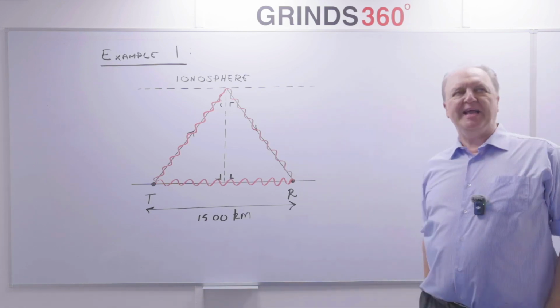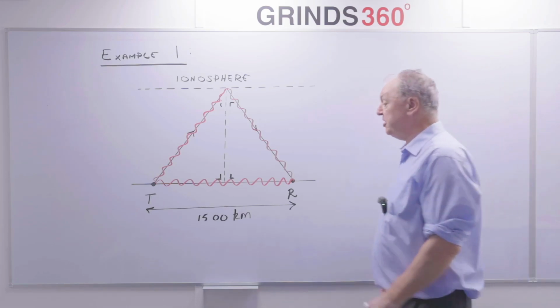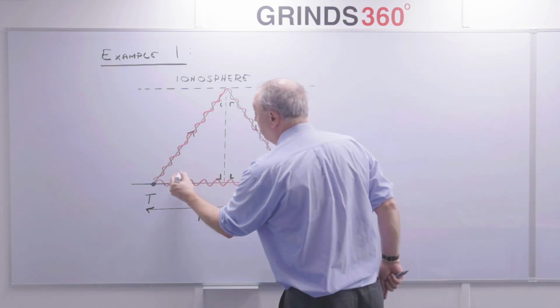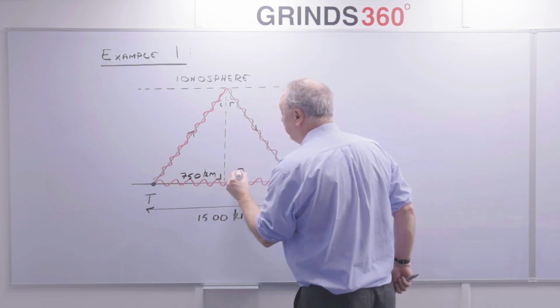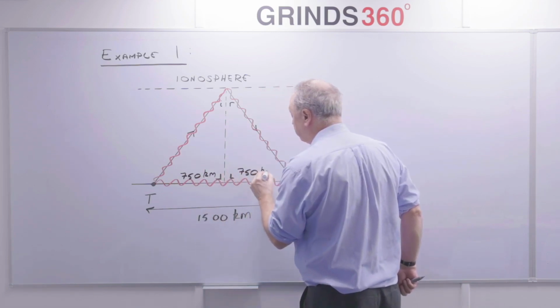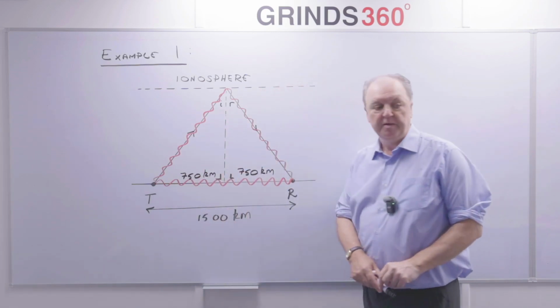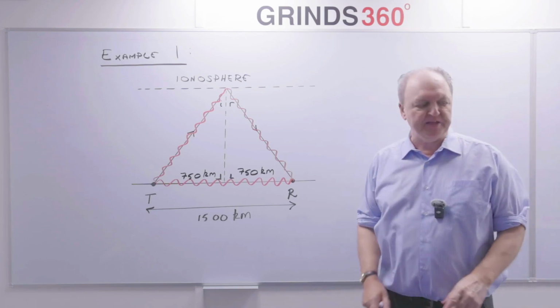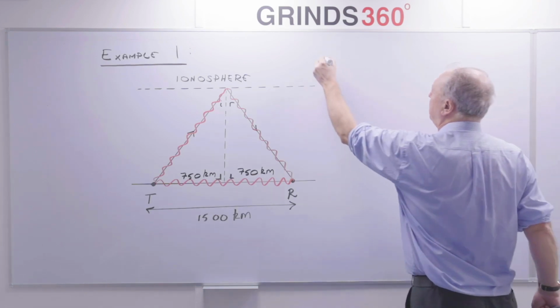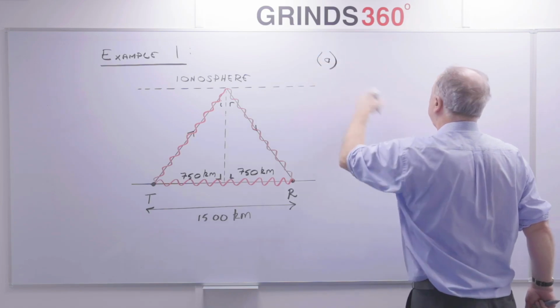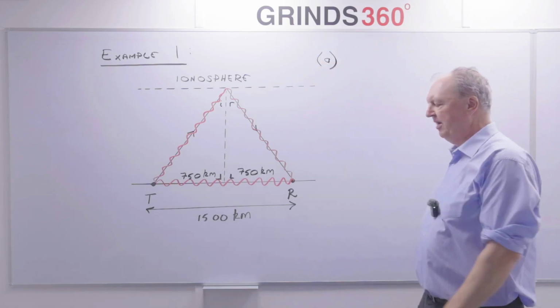Because these two right-angle triangles are congruent, I suppose I can say that bottom side there is 750 kilometers, and this one here is also 750 kilometers. Okay, so what's the first thing they're asking me to do? The first thing they're asking me to do is to find the wavelength of the radio waves.